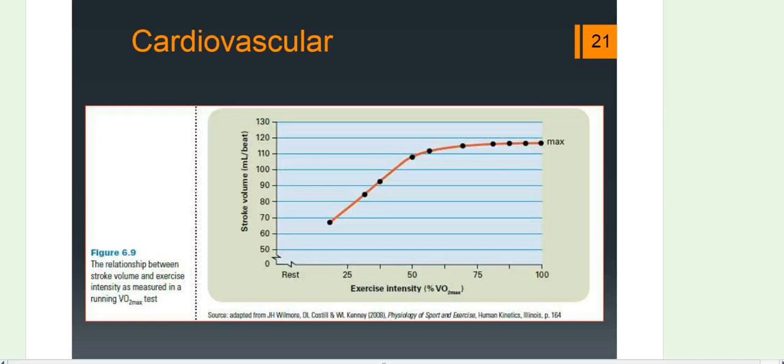Here we're looking at stroke volume and exercise intensity. So here we can see that as our stroke volume increases, exercise intensity increases. However, there is a maximal level of stroke volume. Once we get to around about 60% VO2 max, we start to get a levelling off of our stroke volume until it's theoretically at its maximal.